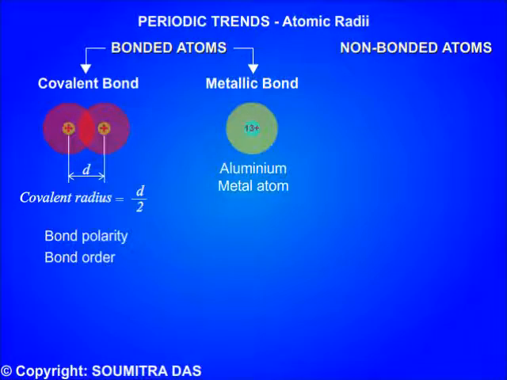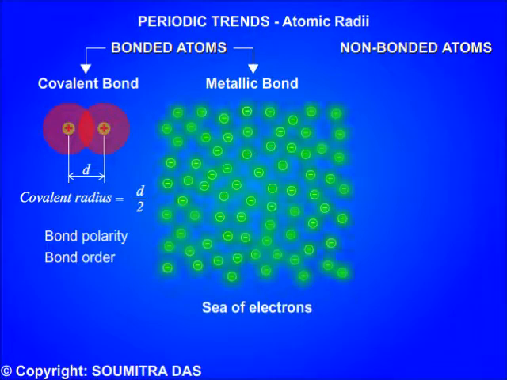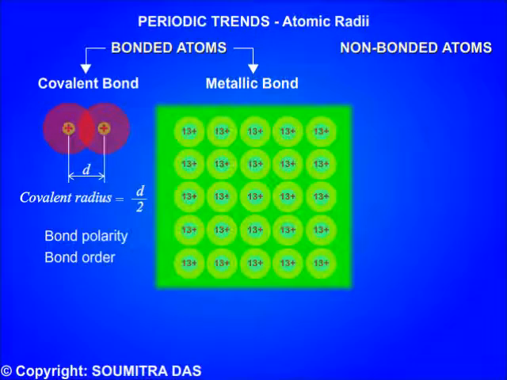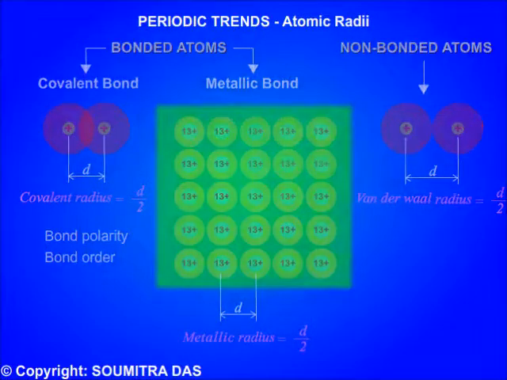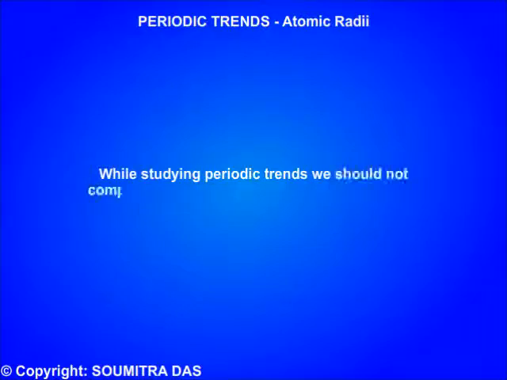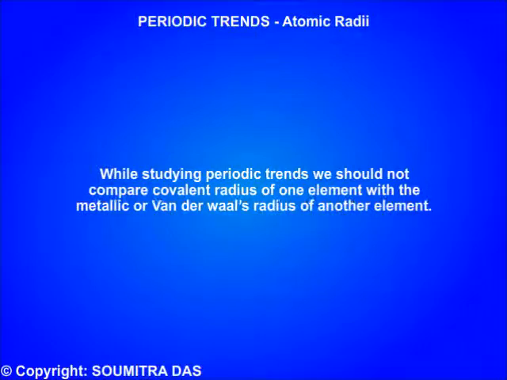In metallic bonds, the valence electrons detach themselves from the rest of the atom, forming a cation. These valence electrons form a sea of electrons in which the metal ions position themselves at specific lattice points. Half the distance between two metal ions in a metallic crystal is taken as the metallic radius. Van der Waals radius is half the distance between two atoms in a non-bonded state. One thing is obvious, that covalent radius and metallic radius are less than Van der Waals radius for a particular element. While studying periodic trends, we should not compare the covalent radius of one element with the metallic or Van der Waals radius of another element.